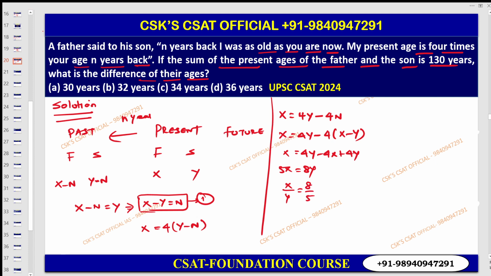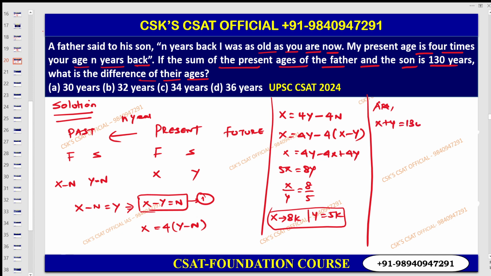Now the ratio is provided here. Suppose x is 8k, then y here is 5k. So for example, if x is 80, then y here is 50, like that. So after knowing this, what has been provided in the question? According to the question here, x plus y is equal to 130, the sum of the present ages. You can place here 8k plus 5k, which is equal to 130. So then 13k is equal to 130.